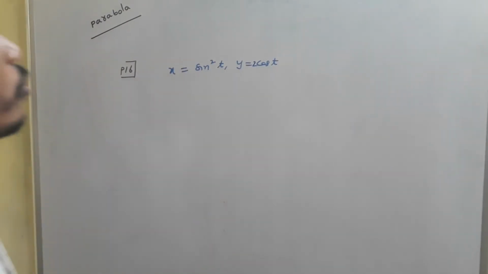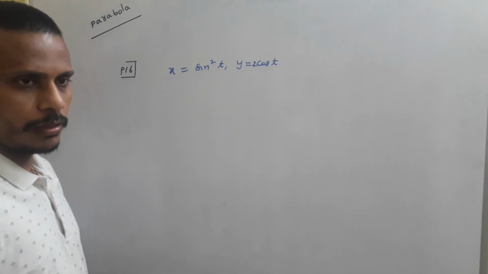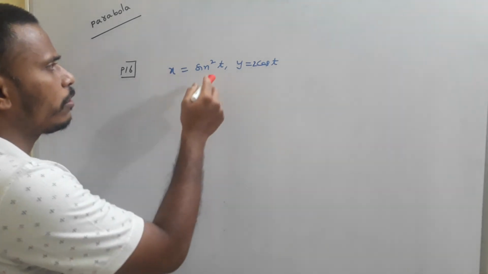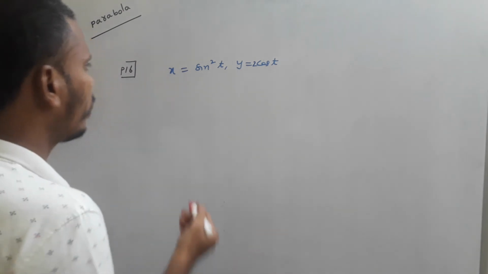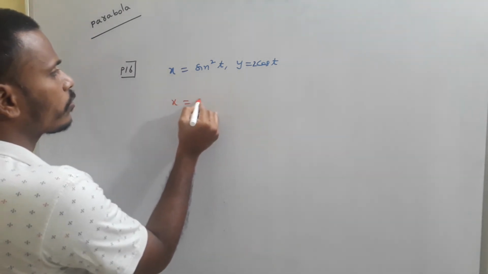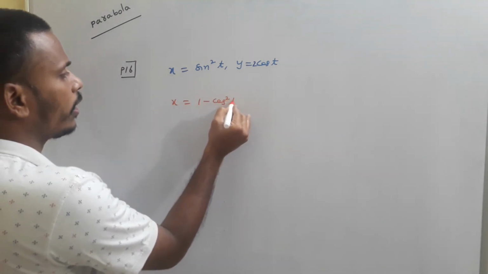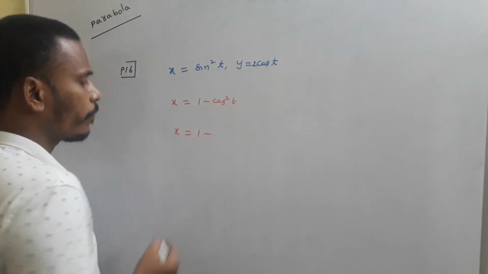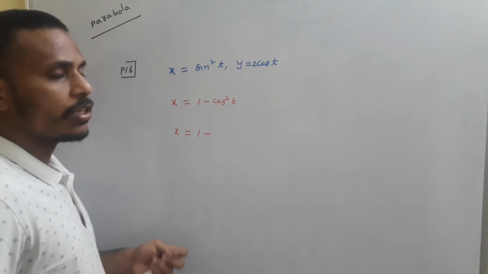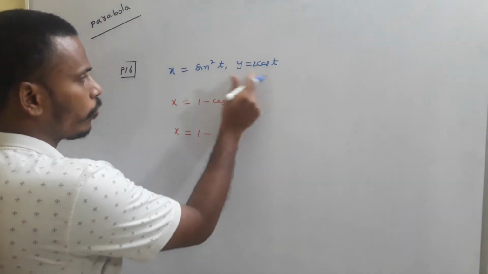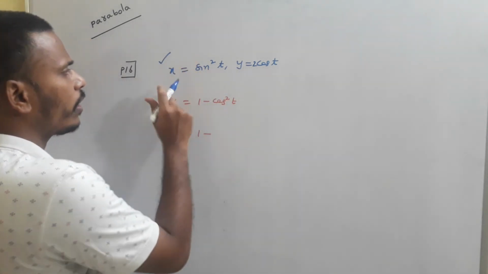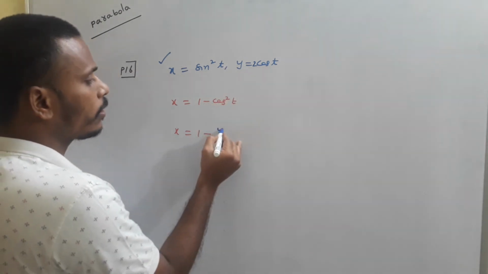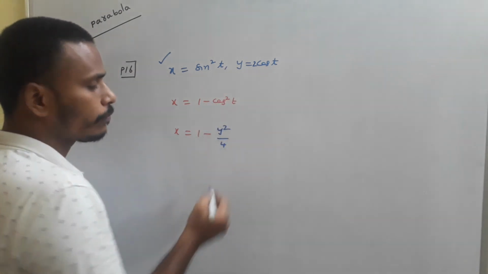So x is equal to sin square t, y is equal to 2 cos t. Just as we did in the 15th problem, we need to establish a relation between x and y by eliminating t. So x is equal to sin square t, that means 1 minus cos square t. So x is equal to 1 minus, replace cos t. What is cos t? y by 2 from this. So this is given and we are going to find the relation between x and y. So cos t means y by 2, that means cos square t is y square by 4.